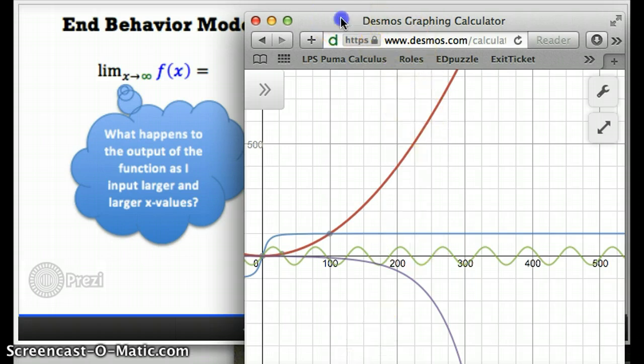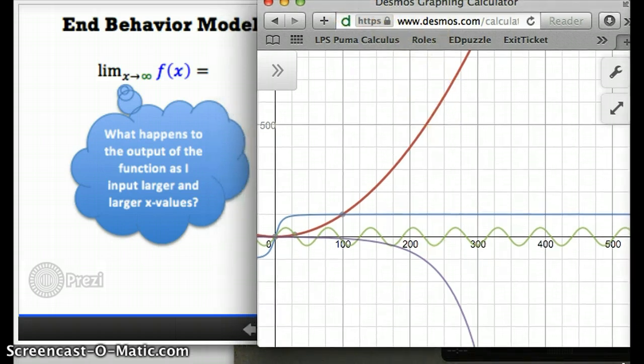Take a look at these 4 functions. Each of these functions has different behavior. Of course, they're going to have different equations, but one of the things that makes them really different happens to be the end of the function. They're different, sure, at a lot of different points, but in particular, these 4 functions exhibit the 4 different possibilities when it comes to end behavior.